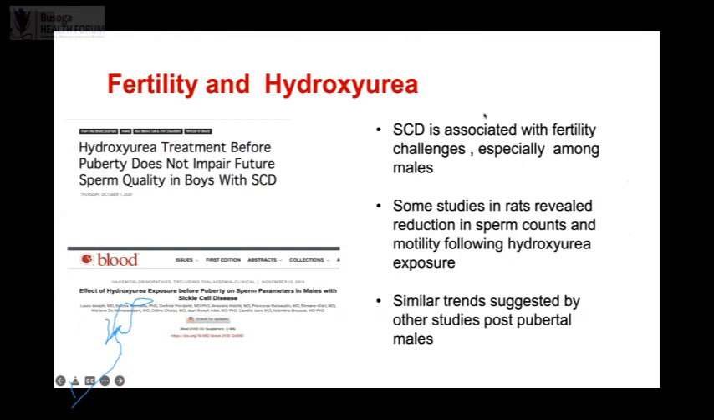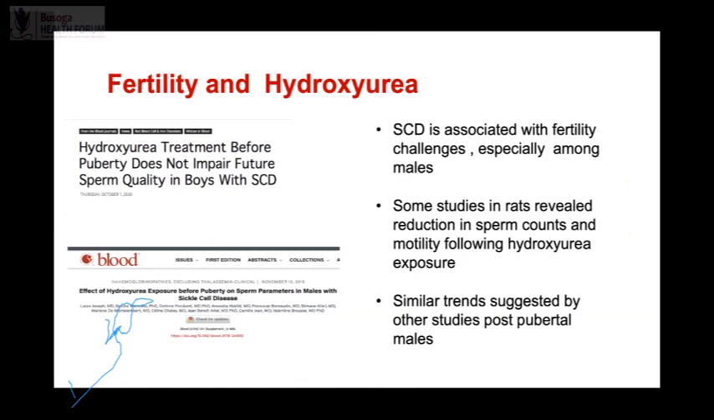Just one thing I want to talk to you about before I finish: you're going to hear this a lot, especially from the male patients who are growing up, that they've read that hydroxyurea affects their fertility, that it is going to affect their sperm count. Some studies were done in rats, and it showed that hydroxyurea reduced the number of sperms and the motility of sperms. And then, you know, people are really worried that they won't have children.